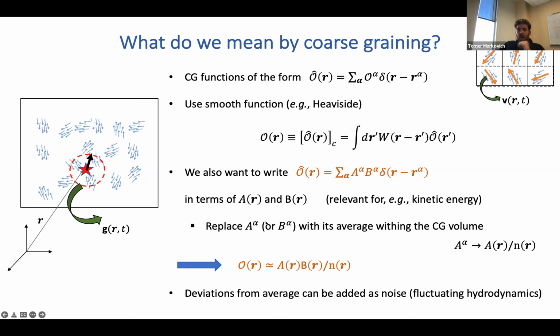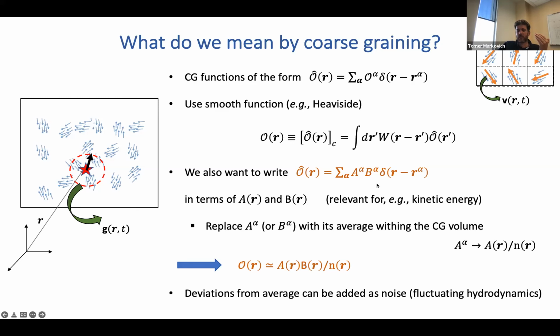And I also want to know how to coarse-grain functions that look like that. So this could be, for example, the Hamiltonians. I have the momentum P alpha, for example. So if I want to write the kinetic energy, I want to write it in terms of the coarse-grained field. Okay, so I write it here in general terms. If I have some sum of A alpha, B alpha that are at some point in space R alpha, I want to write it in terms of the coarse-grained fields A of R and B of R.